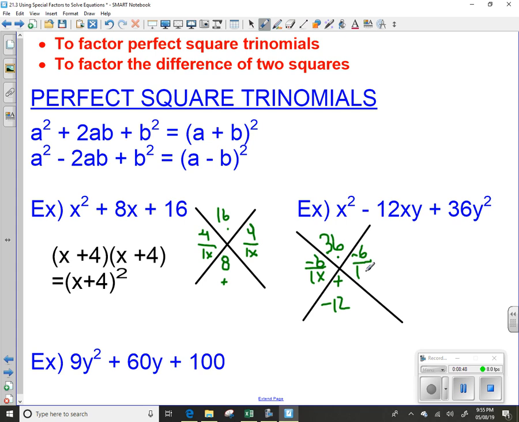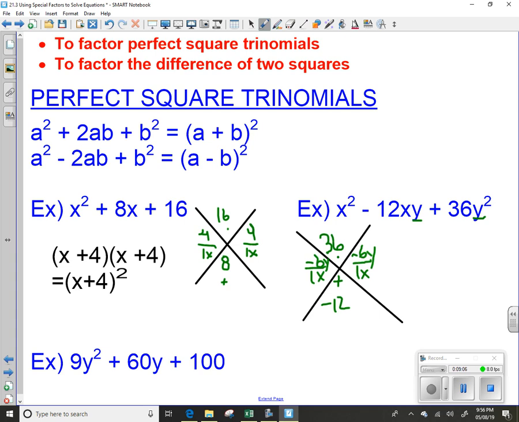Now some of you are going, okay, what about that y? I see that y in the problem. Do you see the y squared with a 36? And remember, we got that 6 and 6 from the 36. So I'm going to put that extra variable there when it's y squared at the end. I'm going to put that y on the top.